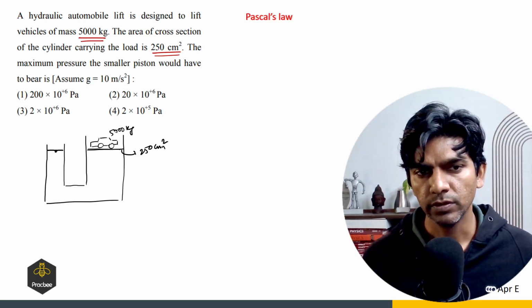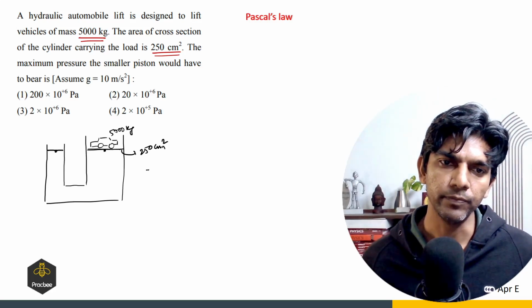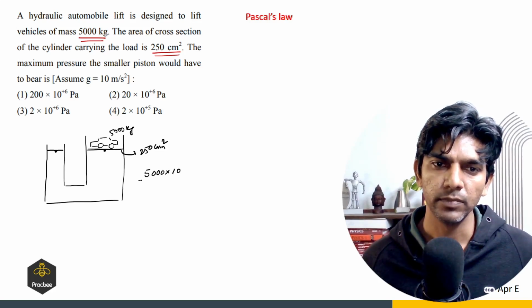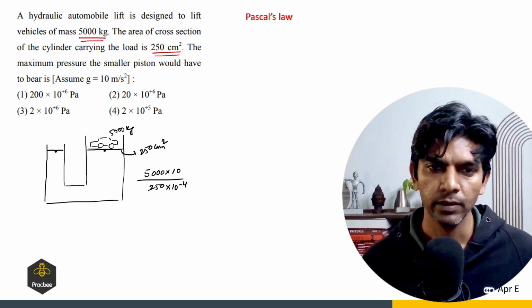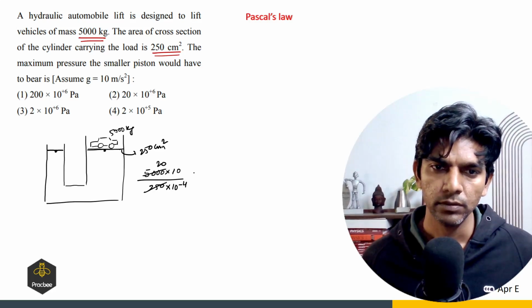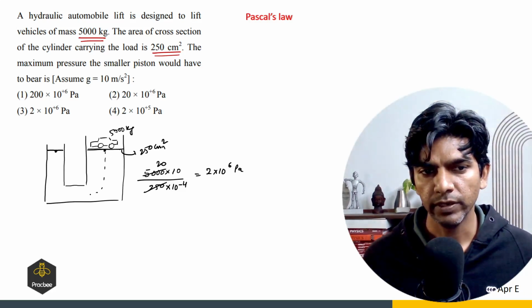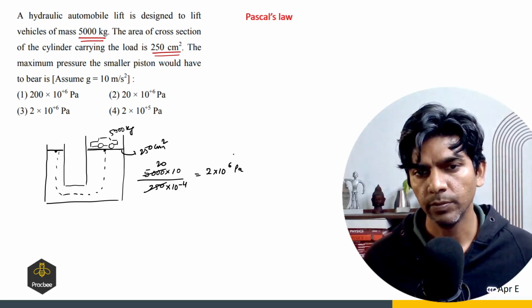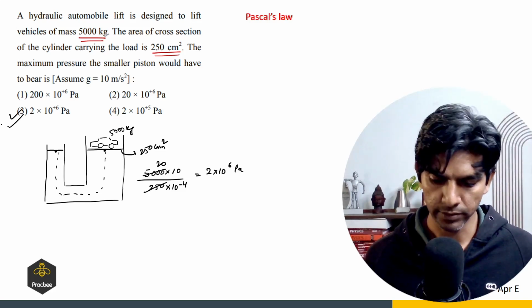So the increase in pressure just below the bigger piston by the weight of the vehicle will be 5000 times 10 divided by the area of cross section, that will be 250 into 10 raised to minus 4. So this will give us 2 into 10 raised to 6 Pascals, right? So the same pressure will get transmitted everywhere as per Pascal's law. So the lighter piston will experience a pressure of 2 into 10 raised to 6. So option 3 is the right answer.